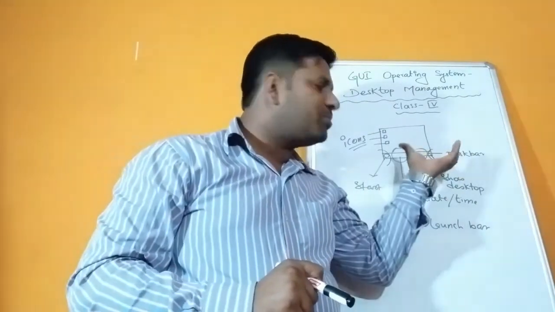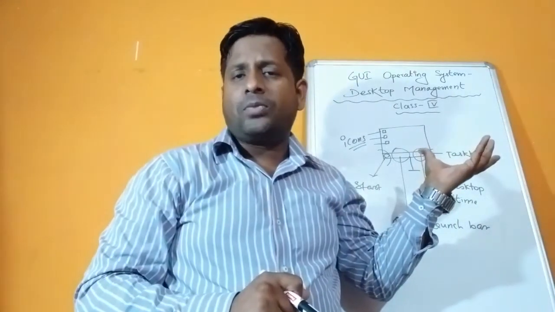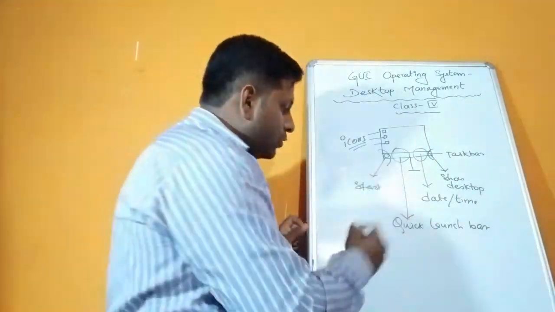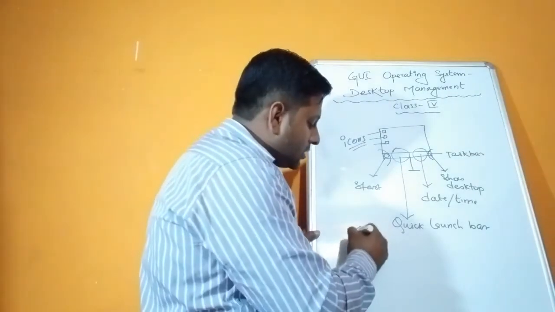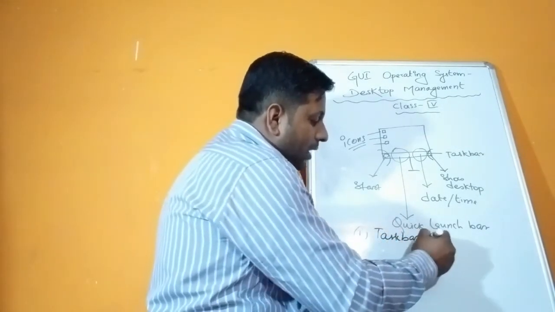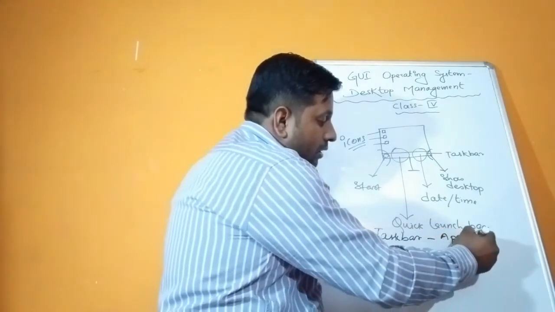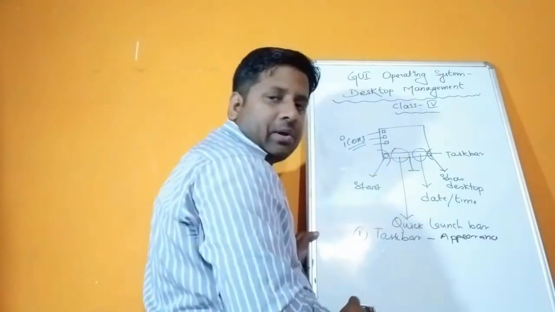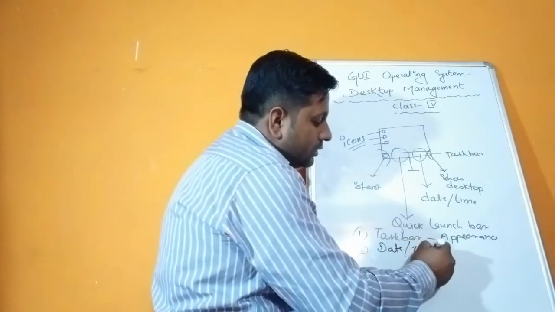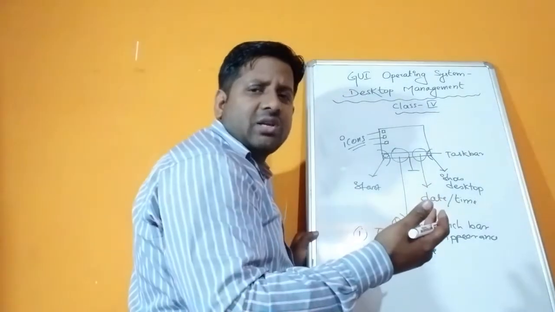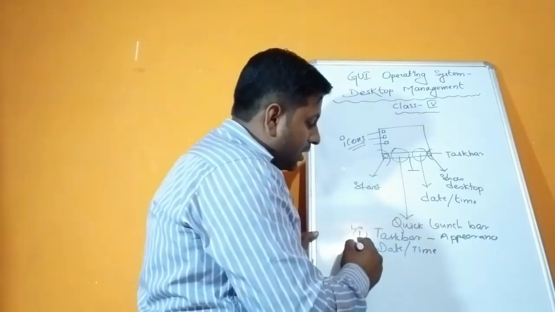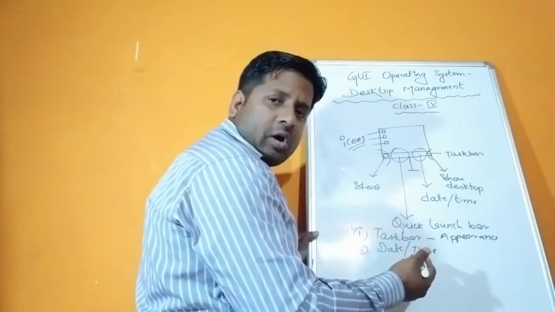Now see, this taskbar appearance can also be changed. So to change any appearance, any settings, maybe a few settings I'm just highlighting here, you can just see here. You can change the appearance of taskbar. Taskbar appearance. Second, date or time. You can even change the date or time options. Okay, students. So taskbar appearance or date time.